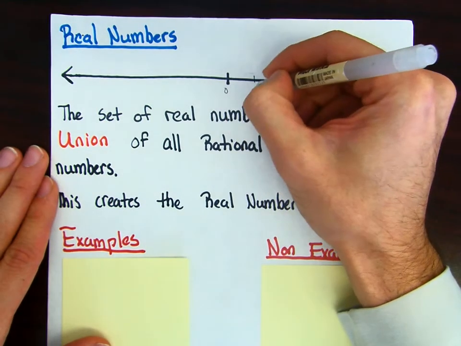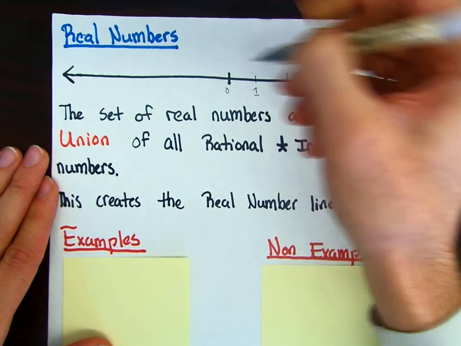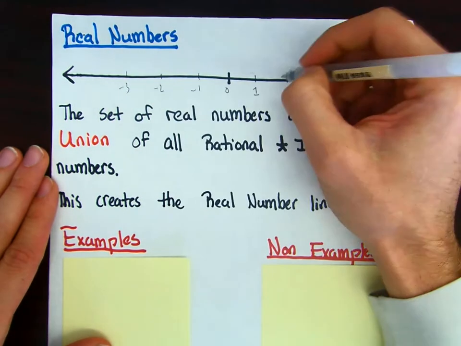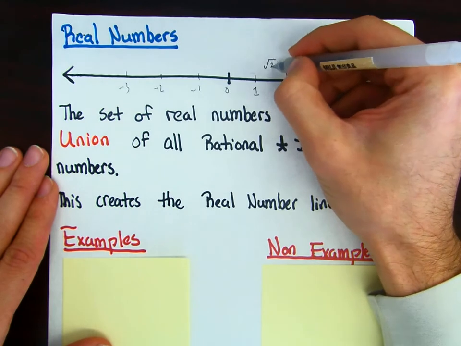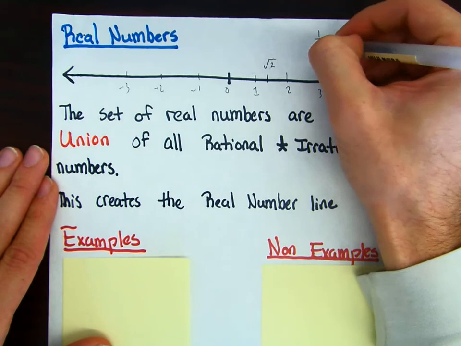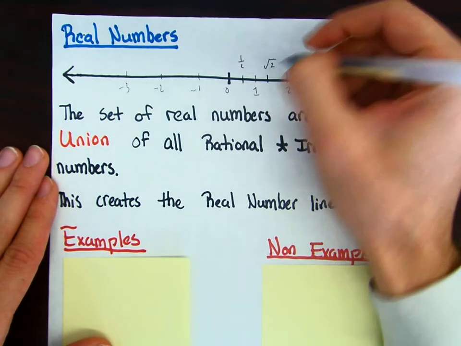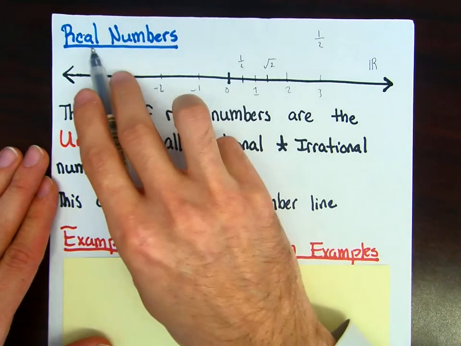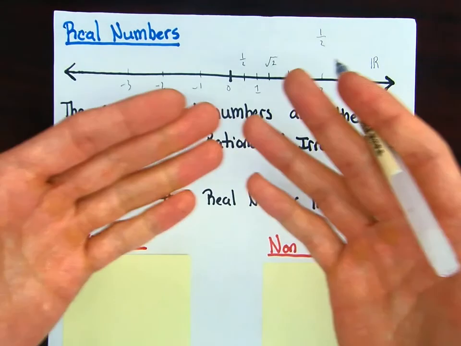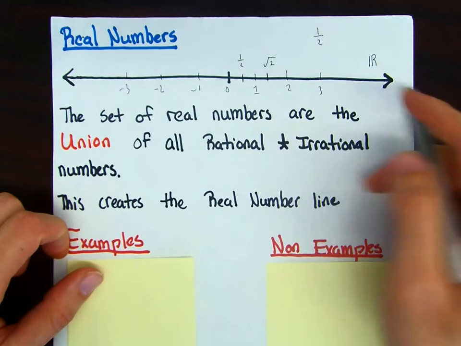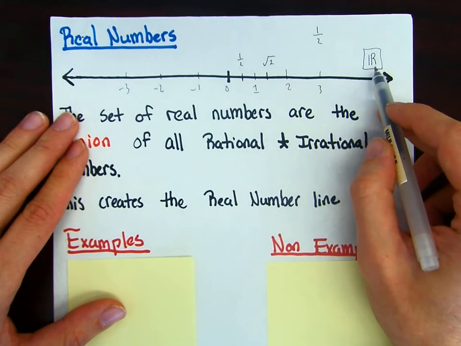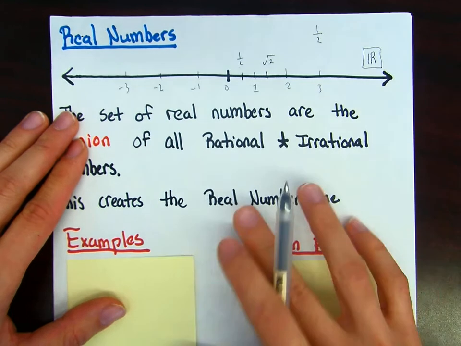So I could have 0, 1, 2, 3, -1, -2, -3. I could also have square root 2 over here. Notice that's an irrational number. I could have 1/2, which is over here. That's a rational number. So to be a real number, you're putting the sets of rational and irrational numbers together. And that's what it means to be on the number line. And here is the notation for the set of real numbers.